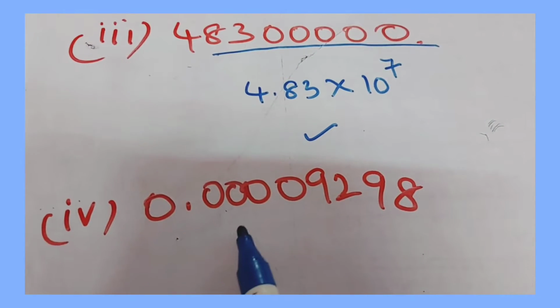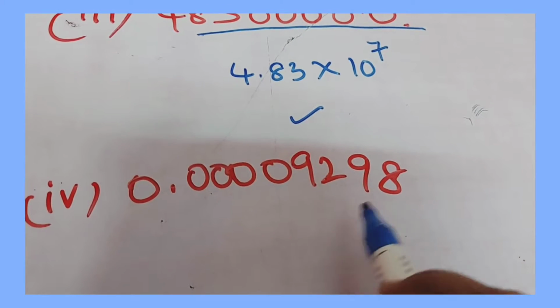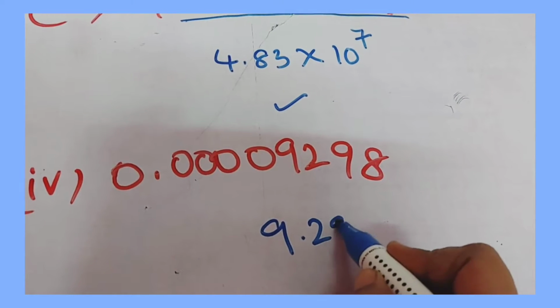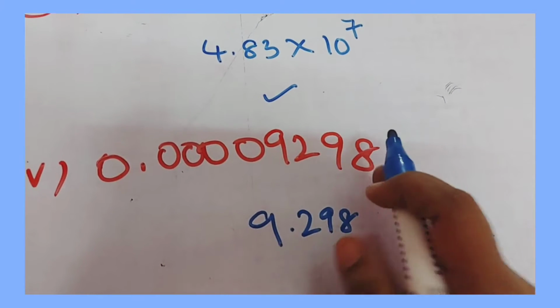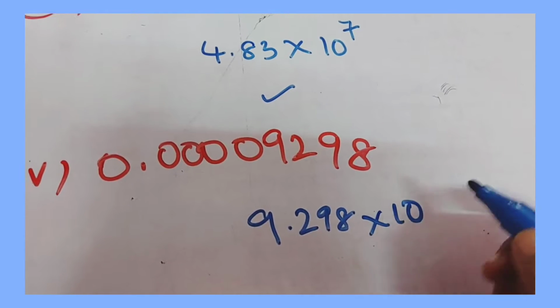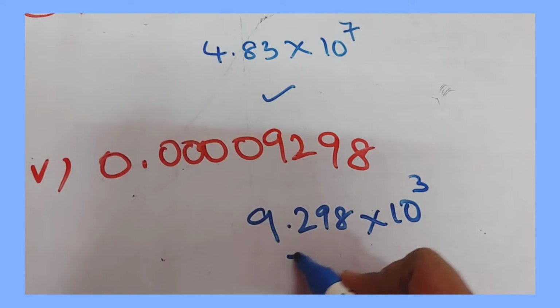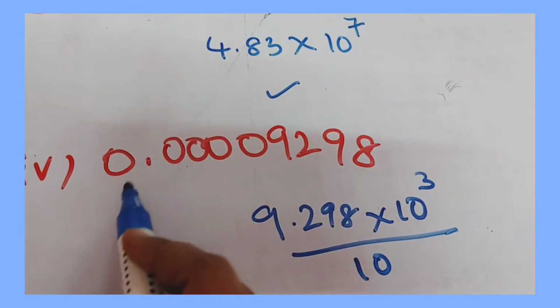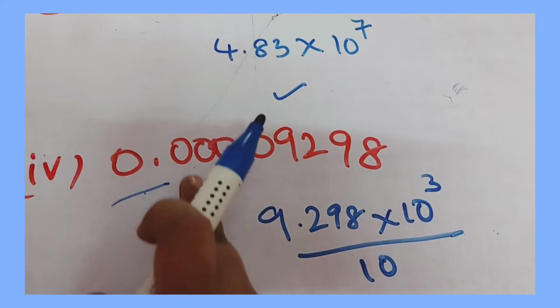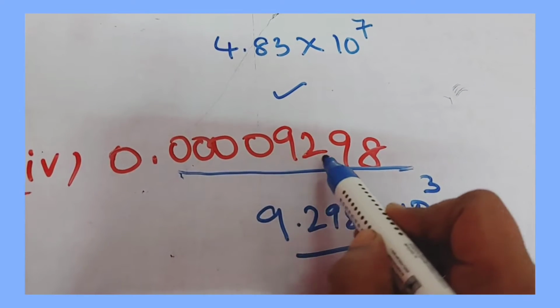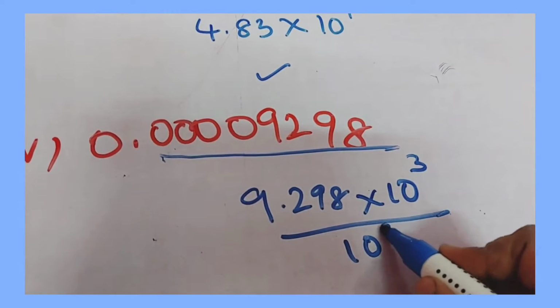Fourth one is 0.00009298. Again, what you have to do here: you take 9.298, into 10 to the power of, after the point how many numbers are there? 1 2 3. You take 3, then by 10, you leave this 0, then you take all these numbers, 1 2 3 4 5 6 7 8. It is 10 to the power of 8.